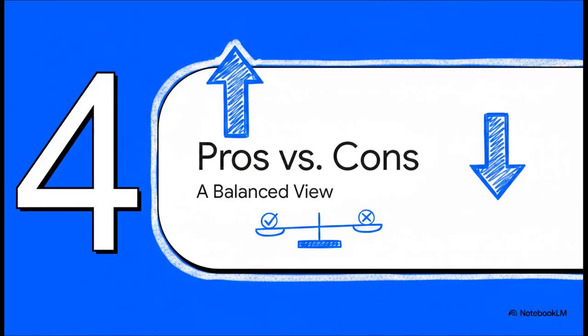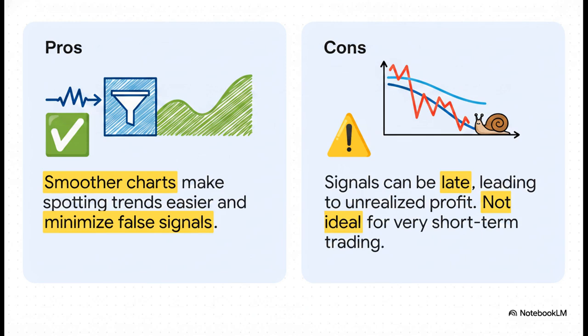Okay, but let's be real here. No tool is perfect, right? And Heikin Ashi is no exception. It has some awesome strengths, but it also has some big weaknesses that you absolutely need to know about. So let's get into the pros and cons. On the plus side, like we've seen, you get these beautifully smooth charts that make it way easier to spot a trend and, more importantly, stay in it. That smoothing effect filters out a ton of those false signals that shake you out of good trades.